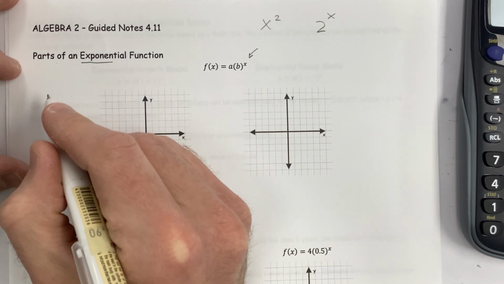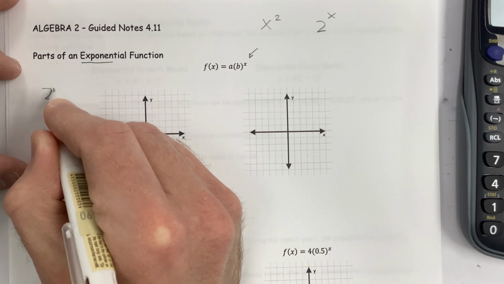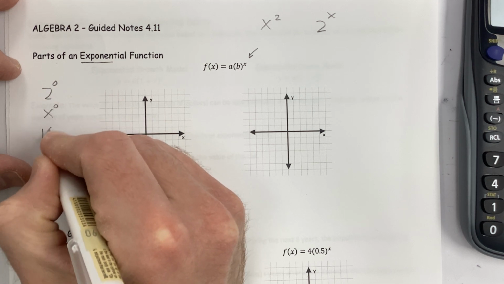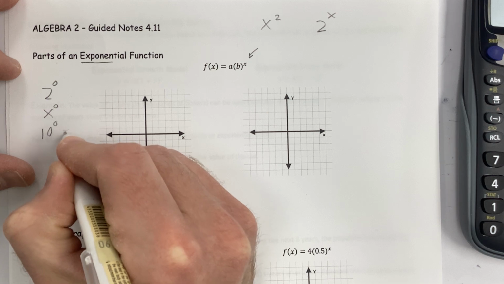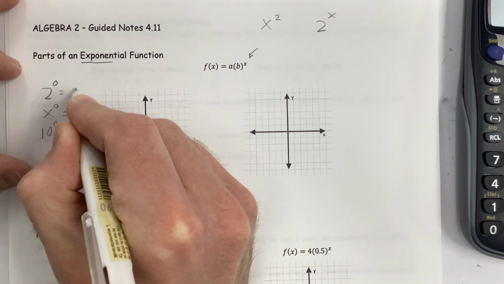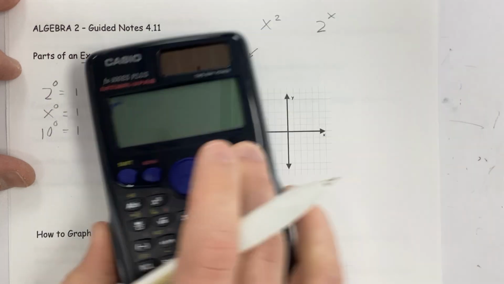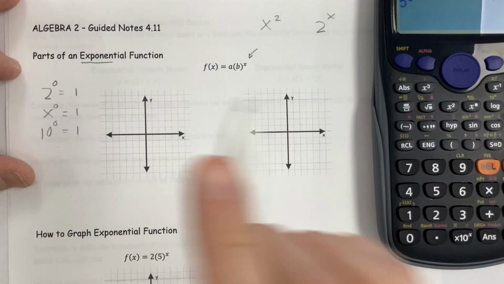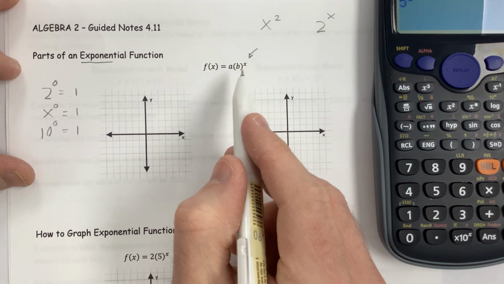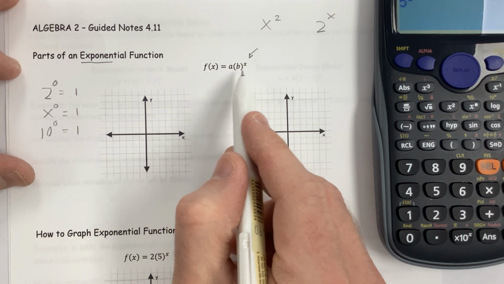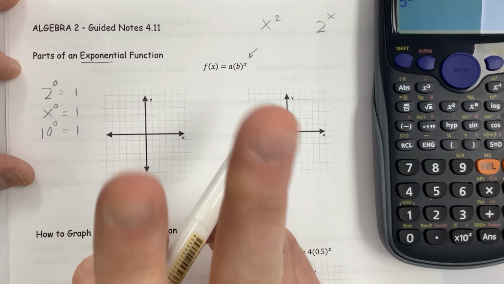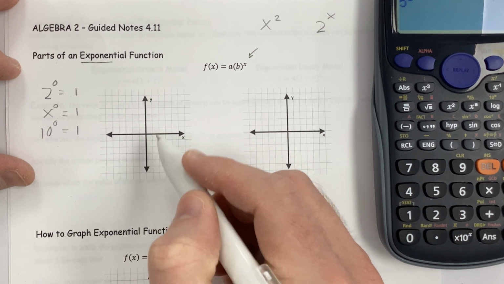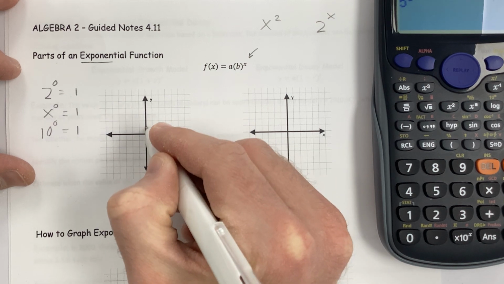Now, if we look at what exponential functions look like, just a couple of quick exponent rules. If you raise anything to the power of 0, 2 to the power of 0, x to the power of 0, any number, it could be 10 to the power of 0, that doesn't equal 0. Those all equal 1. It's one of the rules in math, and I can prove it to you with anything. 5 to the power of 0 is 1. So what that means is the y-intercept of an exponential function, kind of by default, is at 1 on the y-axis. So when x is 0, it's at 1.